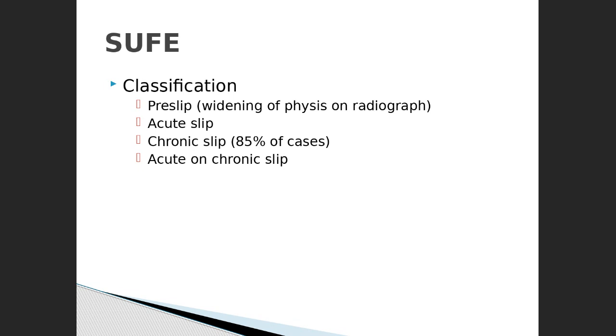And in these patients, there are usually some radiological features that are consistent with a chronic slip. So I will show you what those radiological features are in a little while. And then, of course, we have the acute on chronic slip. So that's our classification that we use in patients with a slipped upper femoral epiphysis.